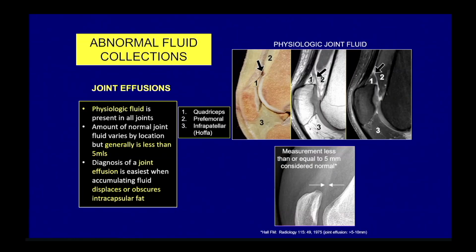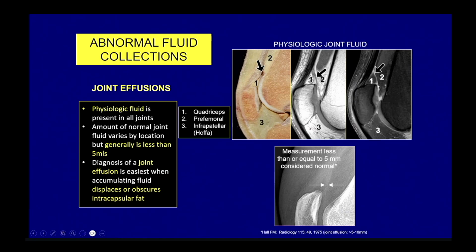Typically, we can see effusion as a soft tissue density on the imaging study, particularly CT and MRI, but one of the tricks is to look at the effect that an effusion has on nearby fat. And to illustrate that, I'm going to show you this particular example in the knee, identifying the 3 fat pads, intracapsular extrasynovial fat pads on the anterior aspect of the knee. They're numbered here and listed 1, 2, and 3. So what you can see here, a physiologic amount of fluid separating fat pad the quadriceps and the prefemoral fat.